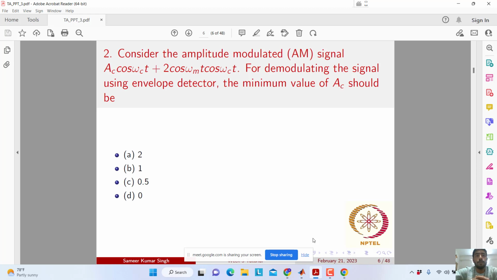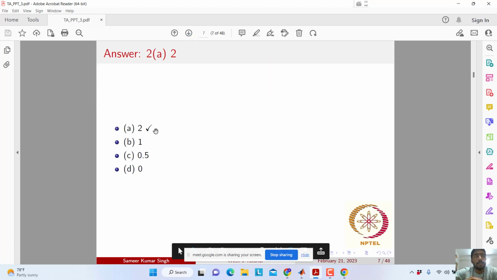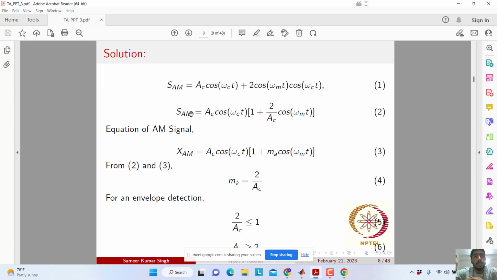Okay. Now we will go for a solution. The answer will be part A, and that is the solution. Basically, we have an AM signal given as Ac cos omega_c t plus 2 cos omega_m t cos omega_c t. Generally, we write the AM signal in this form: Ac cos omega_c t (1 plus mu cos omega_m t), where mu is the modulation index.